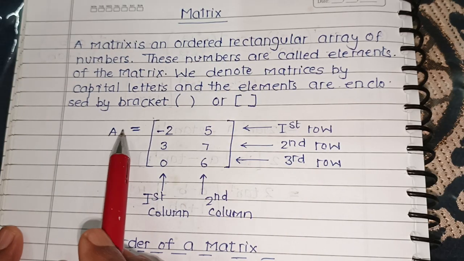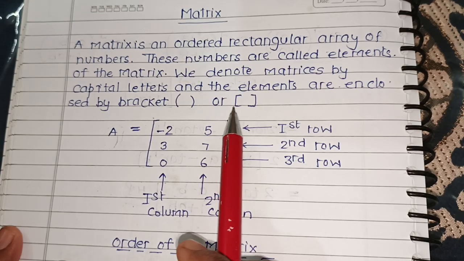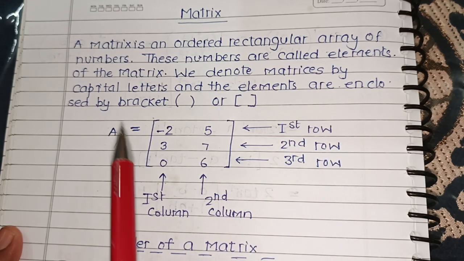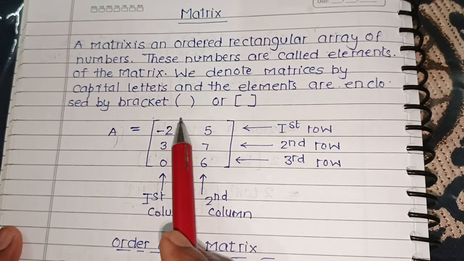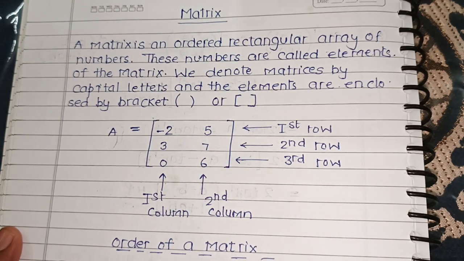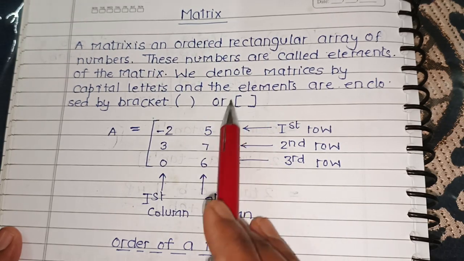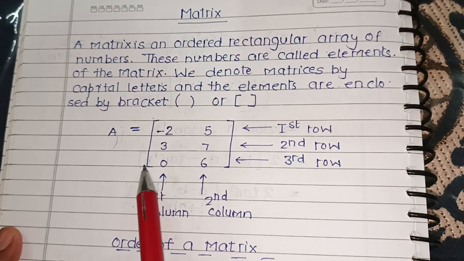Look, we have represented this matrix by what? By capital A. Okay. And elements are enclosed by brackets, this bracket and also this bracket. Some books will show you this bracket and some books will show you this bracket. So according to me, I will use this bracket. So matrix is denoted by this bracket.